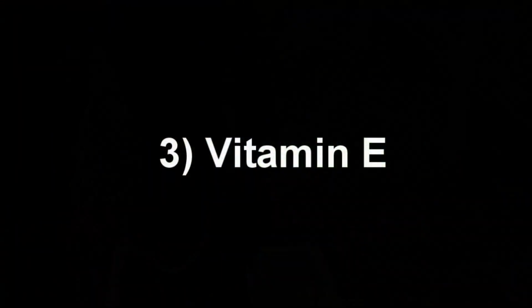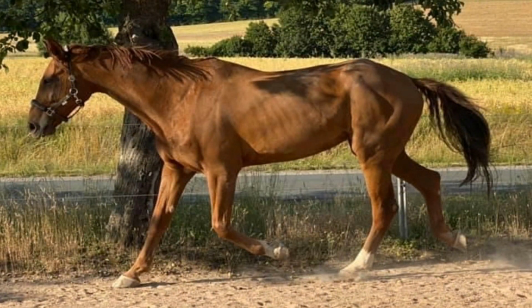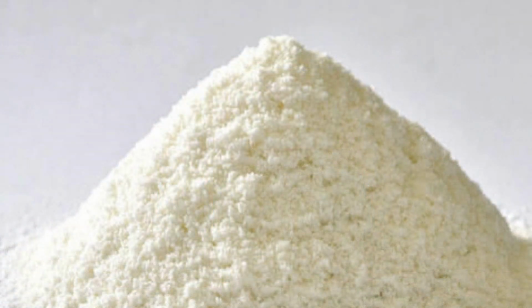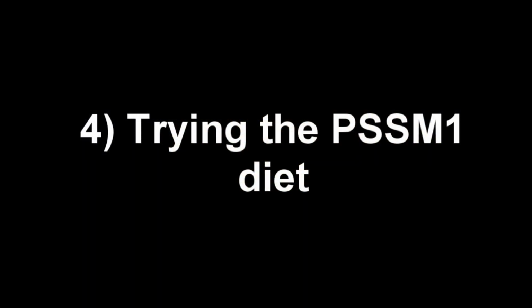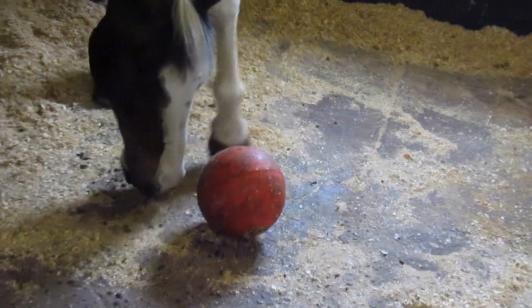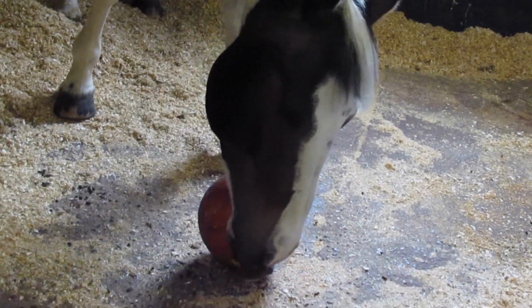Number 3. Feeding vitamin E. Vitamin E, usually found in lush pasture, helps repair muscles by stopping them leaking their contents into the bloodstream. Due to PSSM2 being a muscle wasting disease, some PSSM2 horses may require additional supplemented vitamin E to aid in their management. Number 4. Trying the PSSM1 diet. Some PSSM2 horses seem to respond well to being on the PSSM1 diet of low sugar and low starch, alongside the PSSM2 diet.